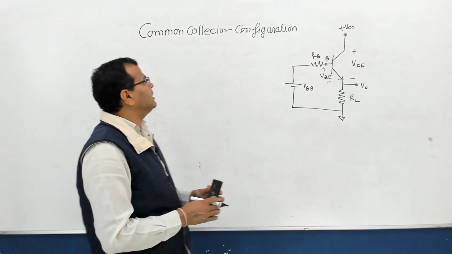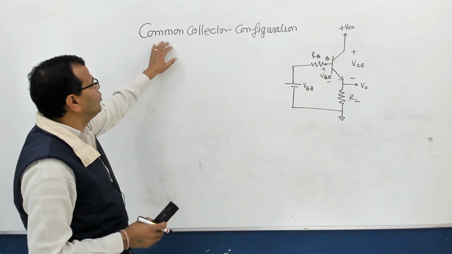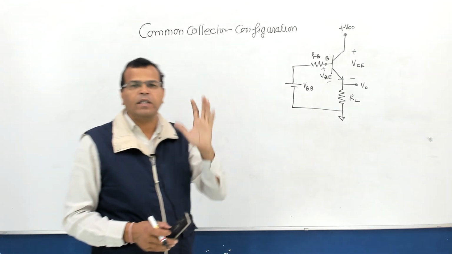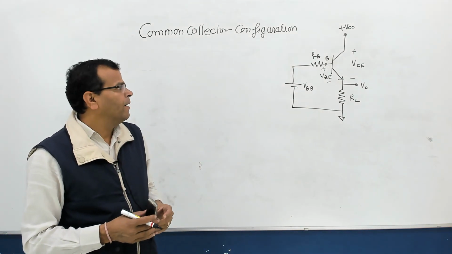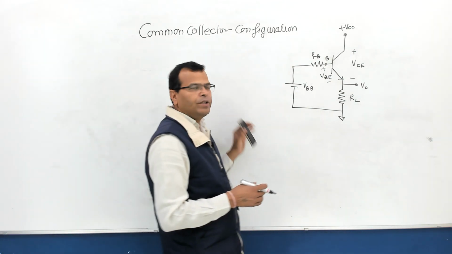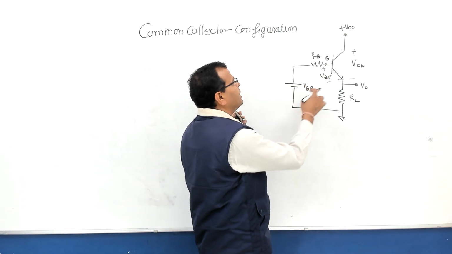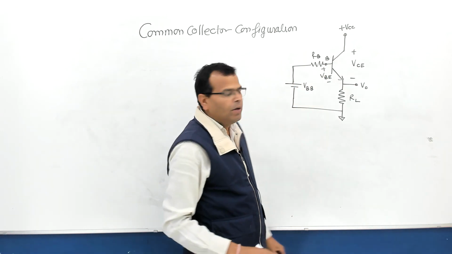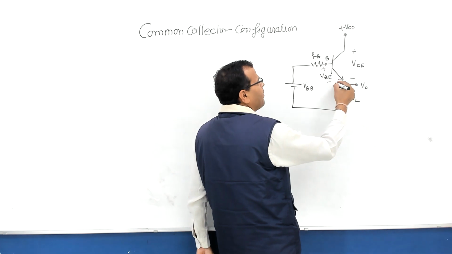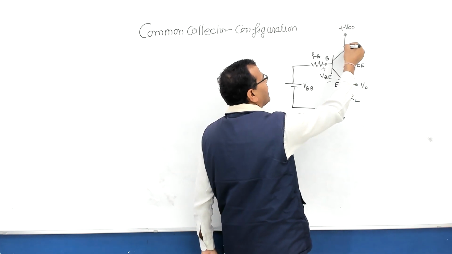Now we will discuss the next topic of BJT, that is common collector configuration. That is the last configuration of BJT. In common collector configuration, we connect input on the base side, but output is taken from the emitter terminal rather than the collector terminal.